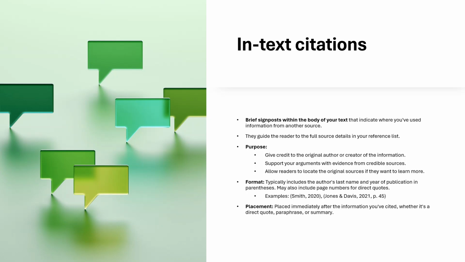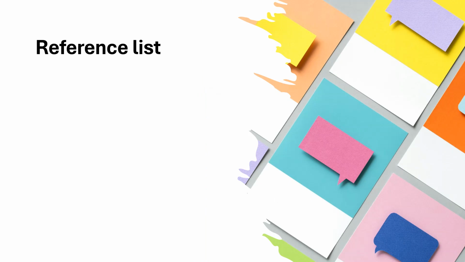Where you use the information, you need to put these in-text citations immediately after that information that you've used or cited. Whether it's a direct quote, paraphrase, or a summary, or data, or a chart, or a picture, put that in-text citation immediately after you've used that.